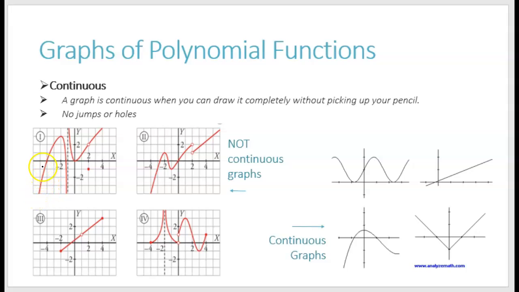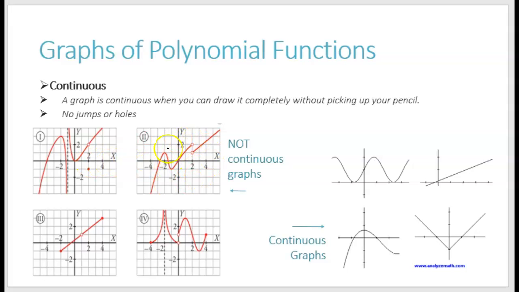You can see in this graph, hopefully you can see my dot there waving around. This is a non-continuous graph because I would have to pick up my pencil to cross this line. Not only that, I also have a hole in the graph here. So there is a jump and a hole in this first graph that we're looking at. So not a continuous graph. That tells me right away that this is not a continuous function. Therefore, it cannot be polynomial. A polynomial graph must be continuous, okay?